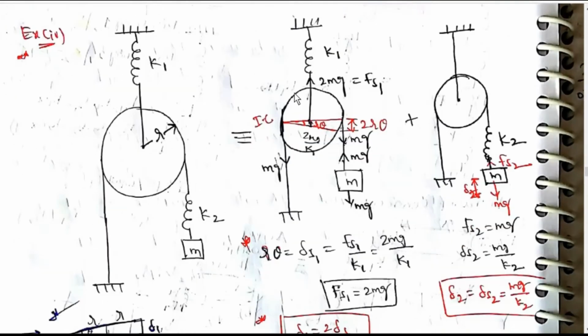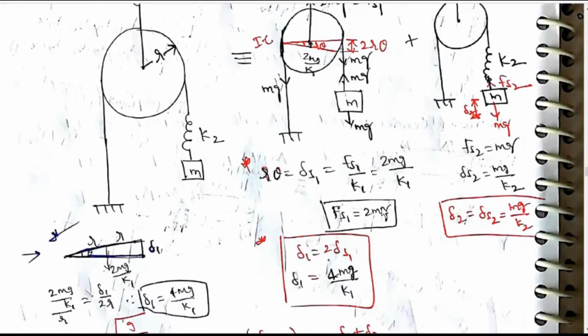For springs K1 and K2 with angle theta, delta S1 is equal to Fs1 by K1 is equal to 2 mg by K1. Fs1 is equal to 2 mg. Delta 1 is equal to 2 delta S1, so delta 1 is equal to 4 mg by K1.